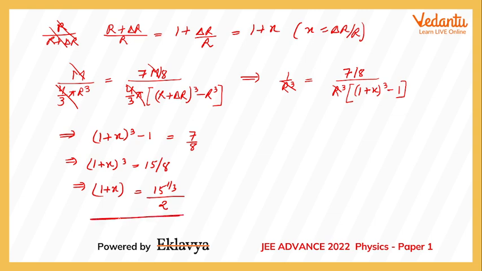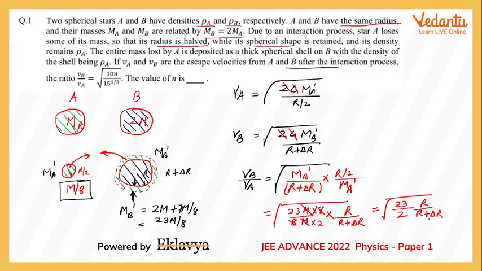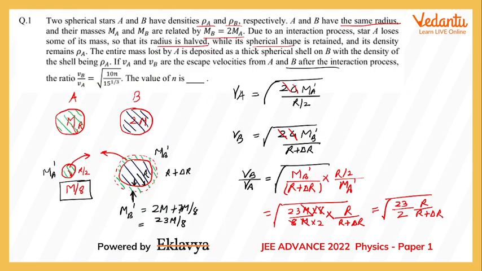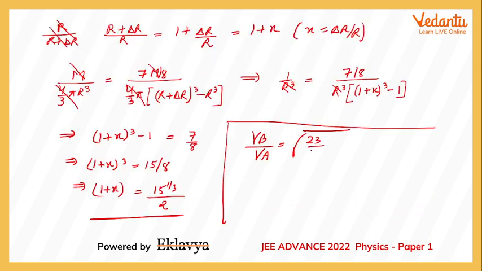So I've obtained the value of 1 plus x, and here if I check, this is nothing but the ratio that we were trying to calculate, the ratio of VB and VA. It was root of 23 by 2 into 1 upon 1 plus x. All right, so we'll substitute the value now. So 23 by 2 into 1 upon 1 plus x is like 2 upon 15 raised to power 1 by 3. So this becomes 23 upon 15 raised to power 1 by 3.